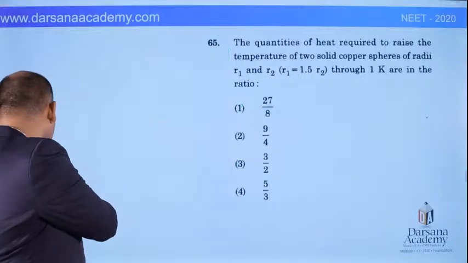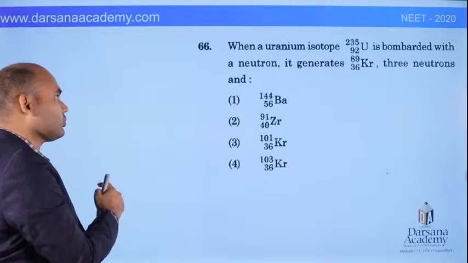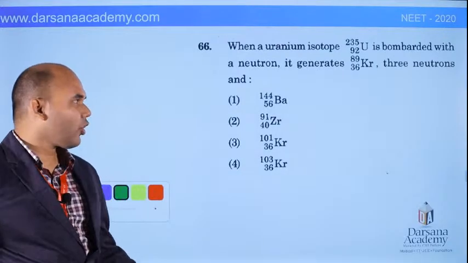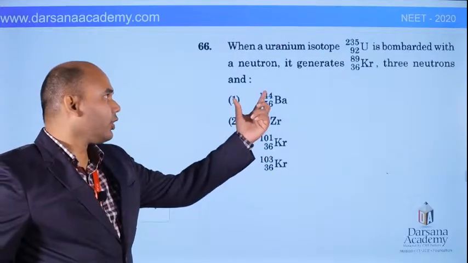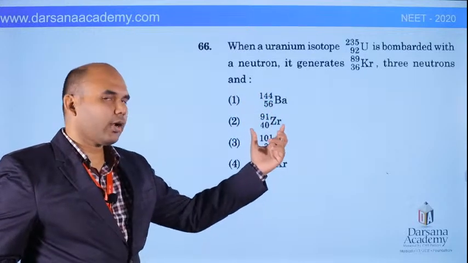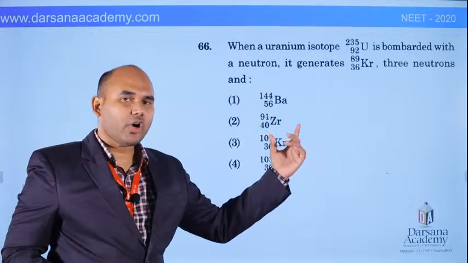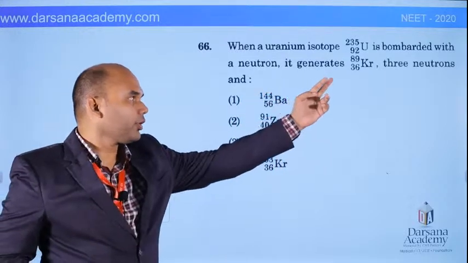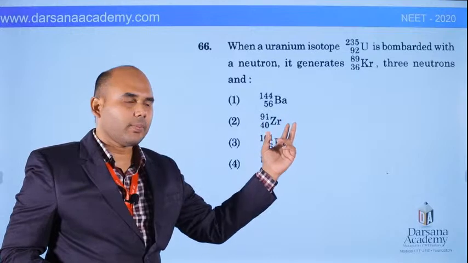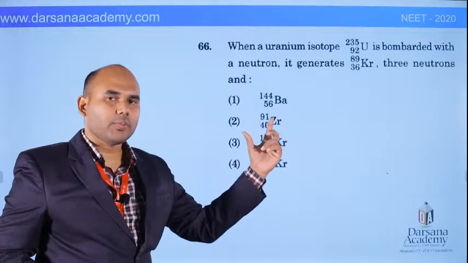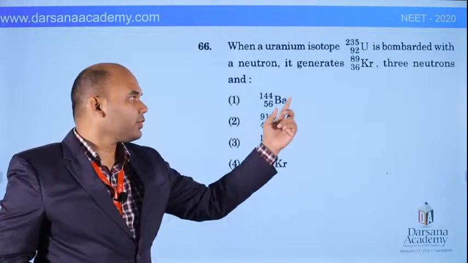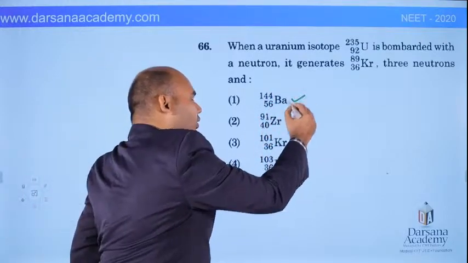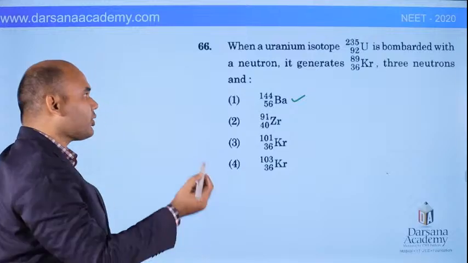So let's move. Okay. It is a very common thing. There is a uranium isotope and there is bombardment of one neutron. So it will split into krypton and three neutrons, plus one another thing will be what? Krypton plus barium. It is a very common reaction. Probably you remember this. Otherwise, you can write the equation, a very simple equation.